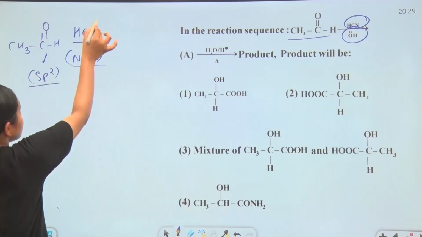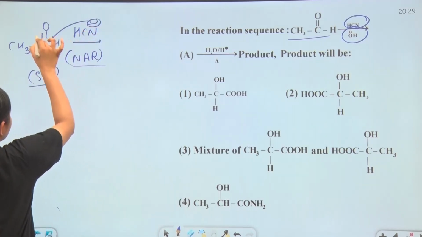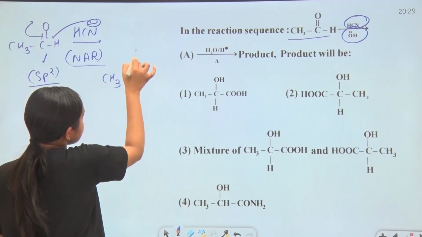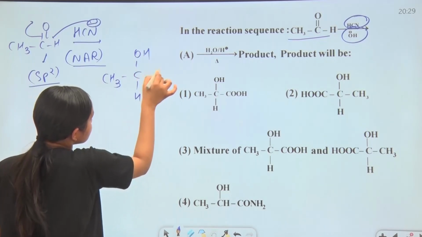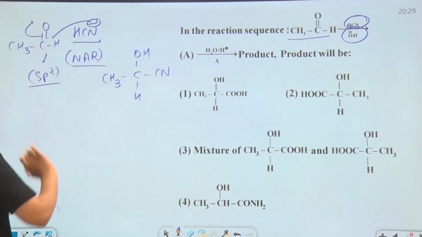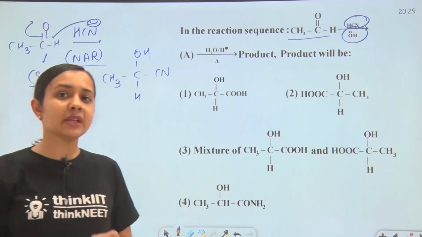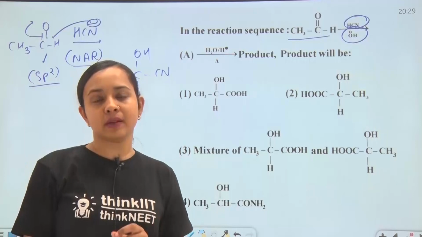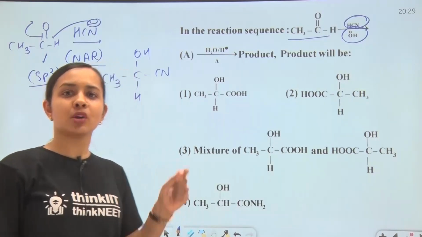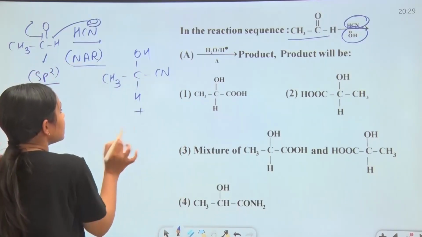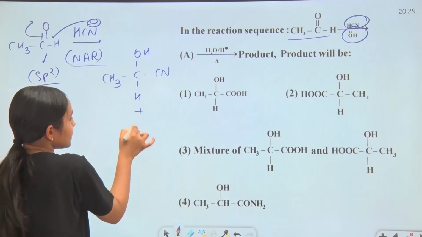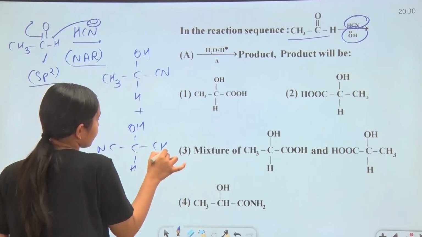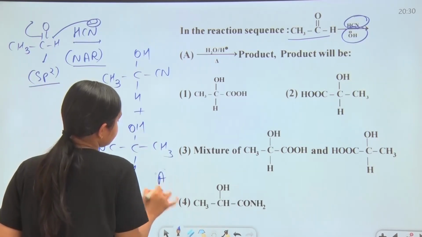CN minus is our nucleophile which attacks at this carbon and the bond will shift to the oxygen. So we will obtain here CH3, CH(OH), CN. Because this carbon atom is sp2 hybridized and the structure is trigonal planar, the CN minus nucleophile can attack from below the plane and above the plane, right? So we will obtain the racemic mixture of this product, when CN comes here and CH3. This is our product A.